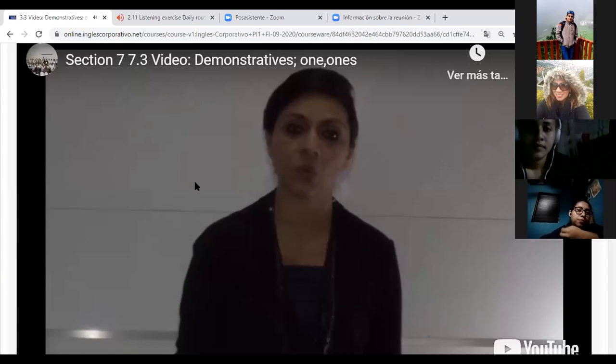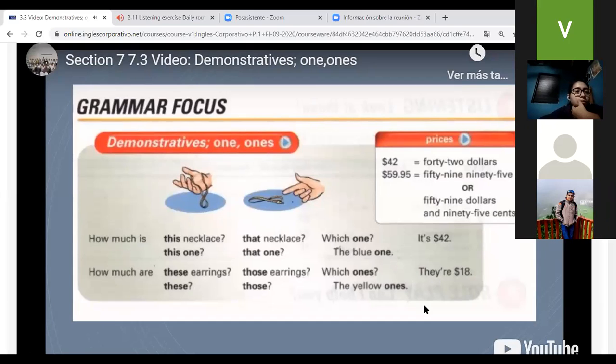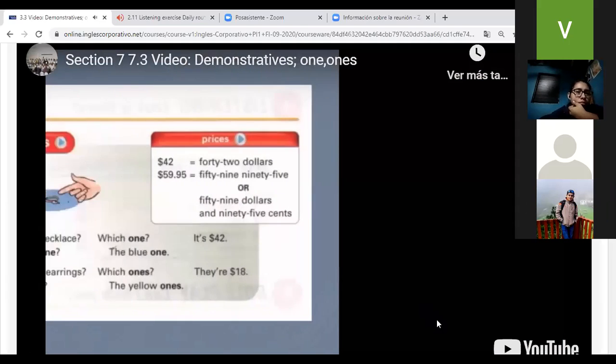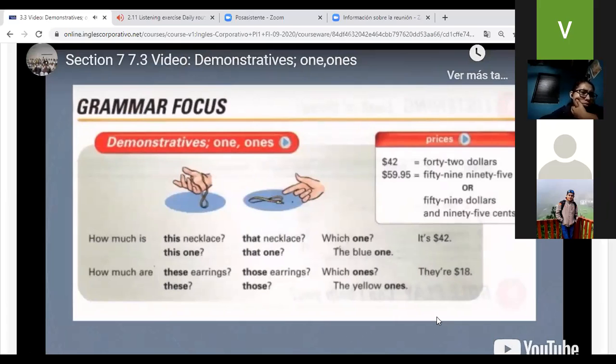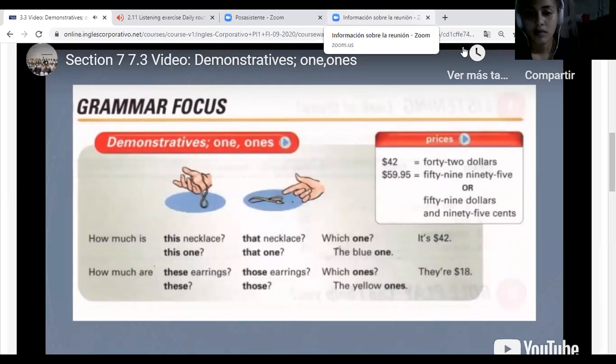This, these, that, those, to express possible choices. Hello, this is what we're going to do. We will listen to the audio program first, try to follow the topic, and as soon as it is done, we will talk about it. Demonstratives. This. How much is this necklace? How much is this one? How much is that necklace? How much is that one? Which one? The blue one. It's $42. How much are these earrings? How much are these? How much are those earrings? How much are those? Which ones? The yellow ones. They're $18. Prices. $42.